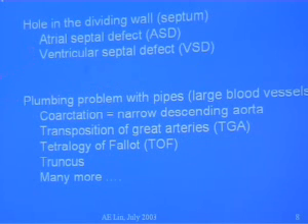Now to continue, another type of heart defect is a plumbing problem with those pipes, those blood vessels we were talking about. One is called coarctation, which is a narrowing of the descending aorta. The others I'm going to go through quickly: transposition of the great arteries, something called tetralogy, truncus, and many, many more. Too many to even talk about for this particular lecture.